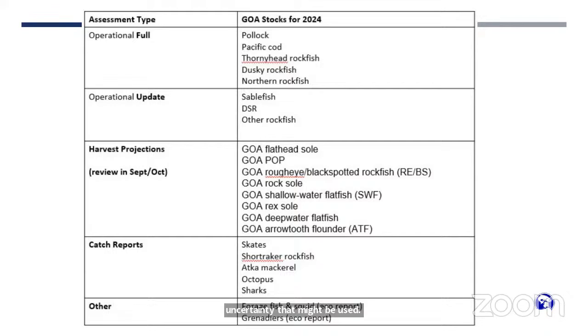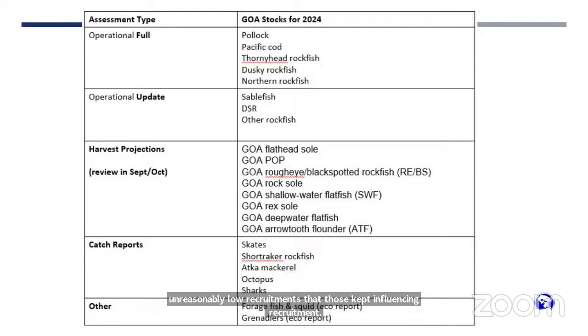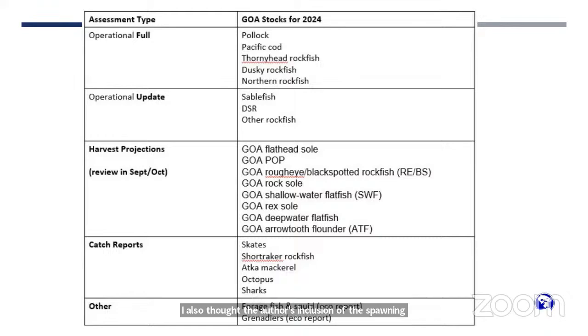Okay, thank you, Dana. Yeah, thanks, Curry, for the great summary, and thank the authors again for more good work. I just want to hit a couple points. The analysis showing that dropping the age 1 and 2 I thought was appropriate given the unreasonably low recruitments that those kept influencing in recent recruitment estimates. I also thought the author's inclusion of the spawn timing and Shelikof covariate was really useful, using external data from an ecosystem survey instead of the random walk was a good thing.